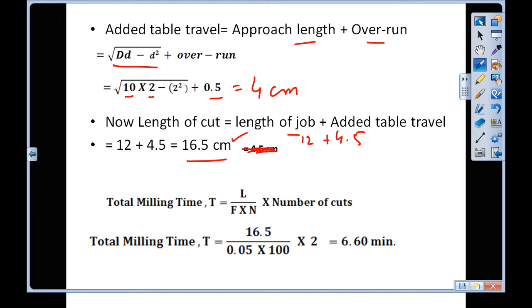Now calculate the milling time. So this is the formula, T is equal to L by F into N. L is length of cut, that is 16.5, feed 0.05, and N is 100. Now, here 2 is the number of cuts. We put the values and calculate the total milling time, that is 6.60 minutes. I hope you have understood these basic numericals.